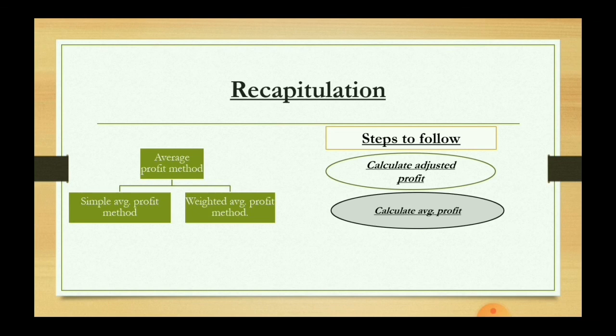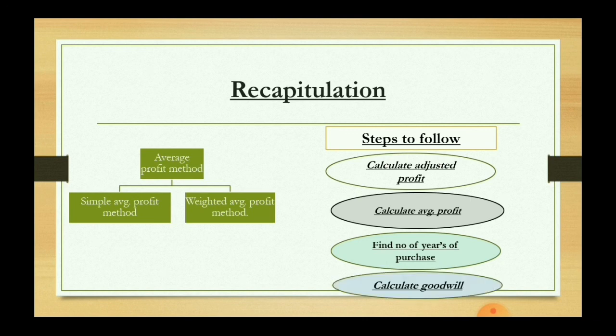Once you get average profit, your next step is to find the number of years of purchase. That is always given in the question. Once you have average profit and number of years of purchase, your final and last step is computation of goodwill, and that is done by multiplying step 2 with step 3.